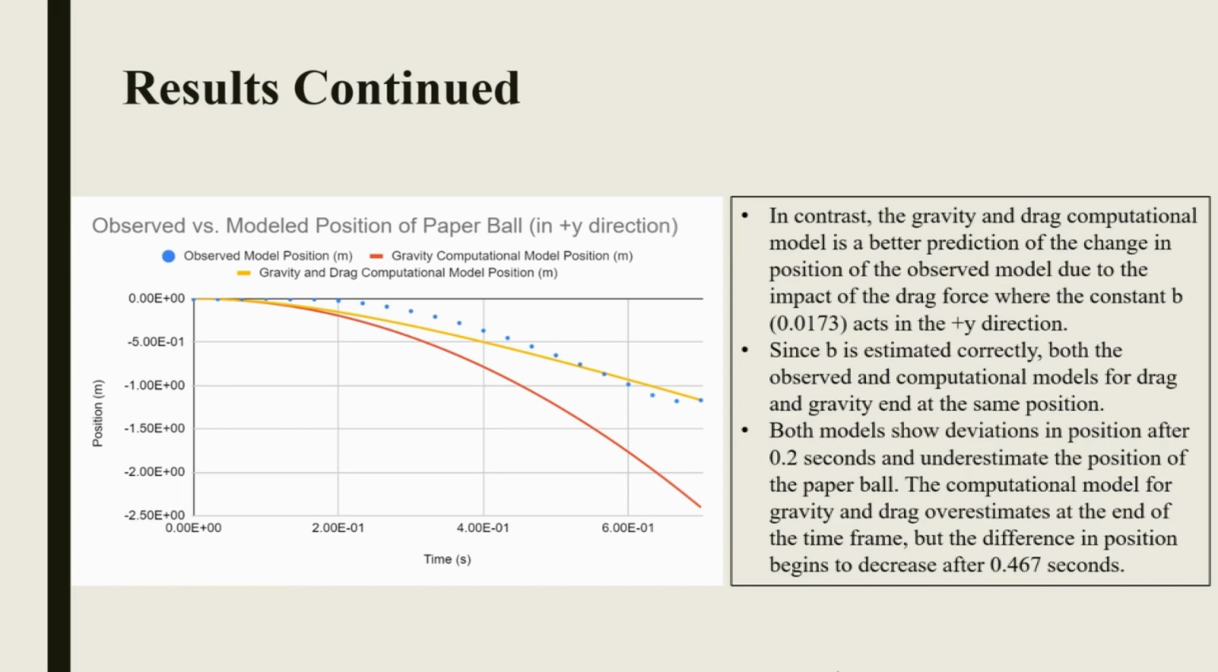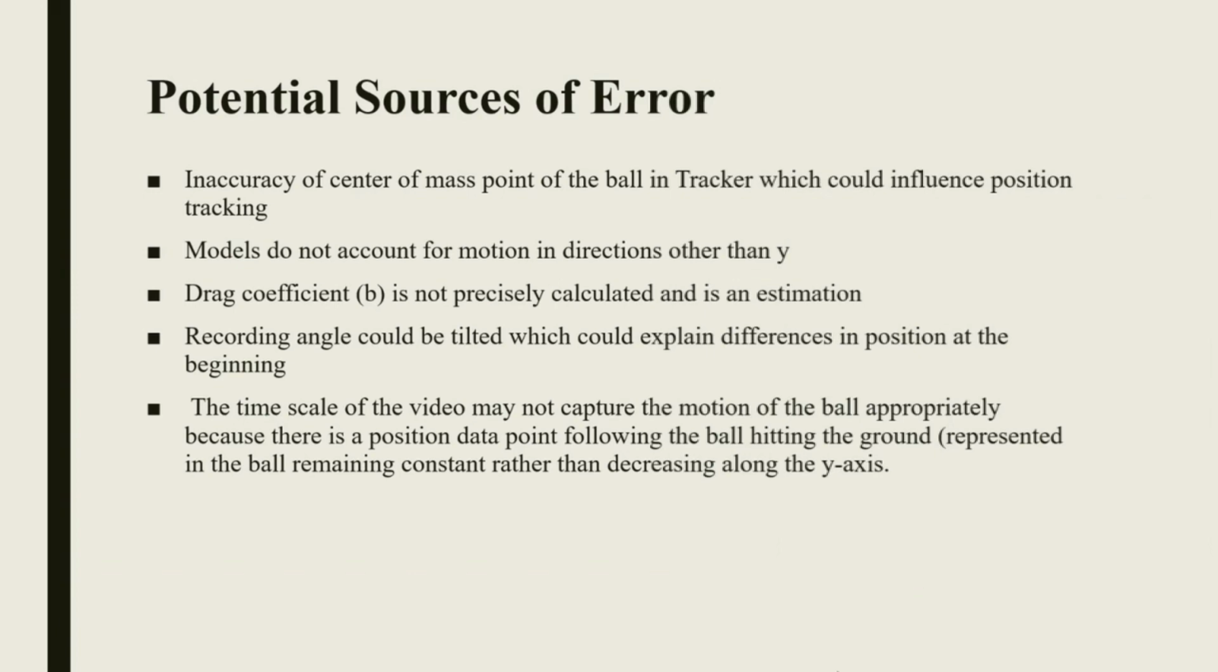Both models show deviations in the position after 0.2 seconds and underestimate the position of the paper ball. The computational model for gravity and drag overestimates at the end of the time frame, but the difference in position begins to decrease after 0.467 seconds. Some potential sources of error are inaccuracy of the center of mass at the point of the ball and Tracker, modeling not accounting for motion in other directions than y, the drag coefficient not being precisely calculated, recording angle which could have been tilted, and the time scale of the video not capturing the motion of the ball appropriately.